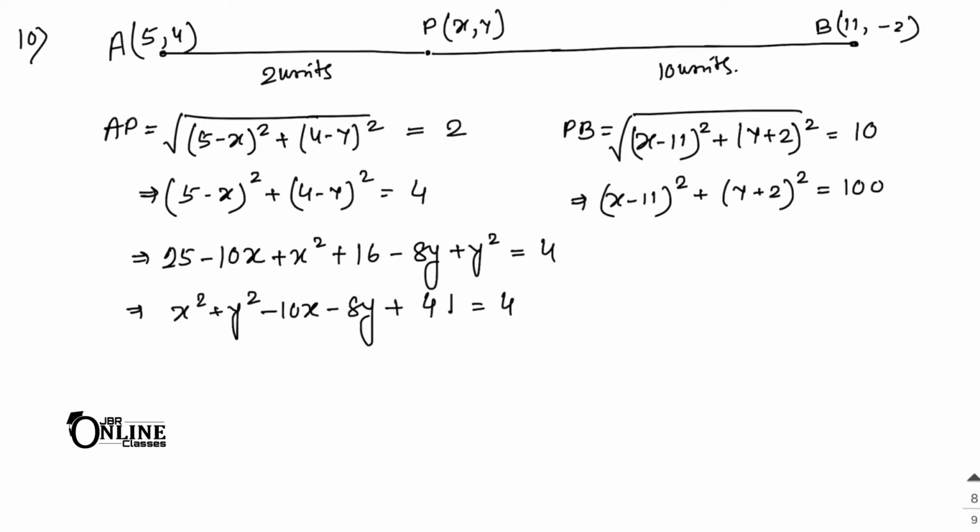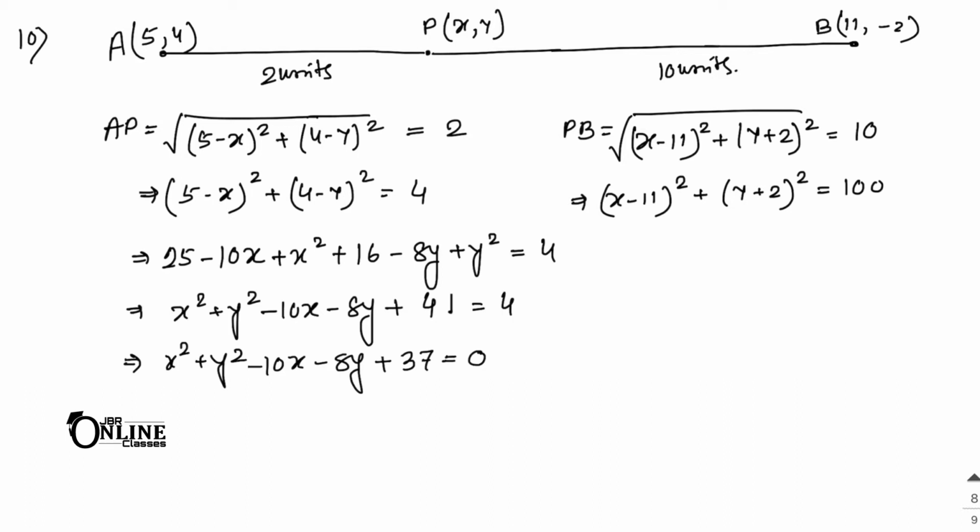So now here you can write down x square plus y square, then minus 10x minus 8y, and that one equal to plus 37. Okay, because 41 minus 4, that equal to 37. Okay, now here the next one.